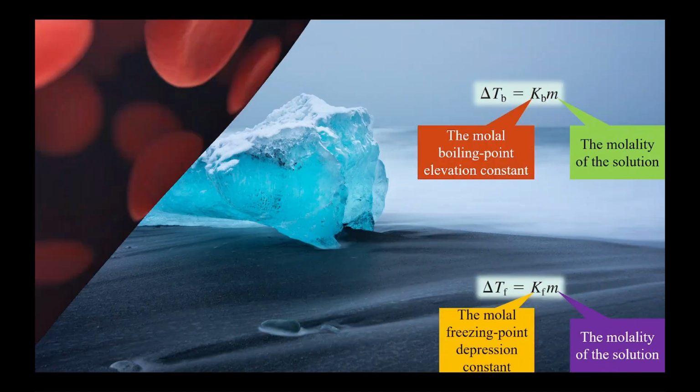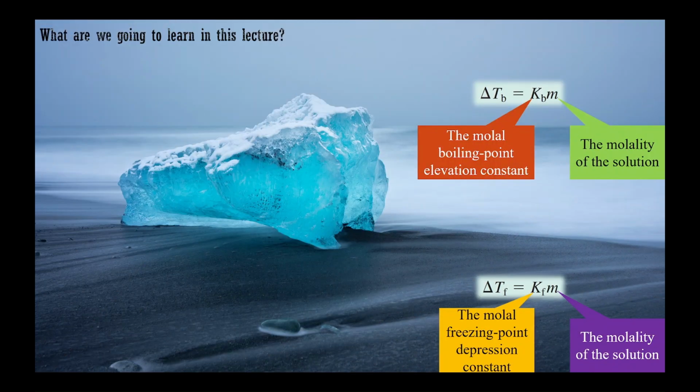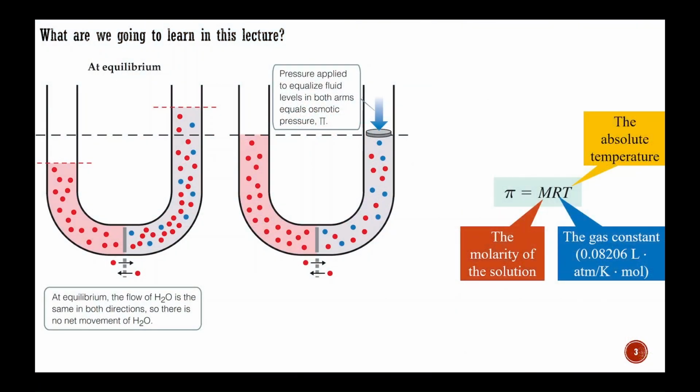In the previous lecture, you were introduced to colligative properties of solutions, which depend on the number, but not the type, of dissolved particles. The colligative properties discussed were vapor pressure lowering, boiling point elevation, freezing point depression, and osmotic pressure. Perhaps the most important colligative property for biomedical students is osmosis, which is the flow of solvent through a semi-permeable membrane from a more dilute solution to a more concentrated one.